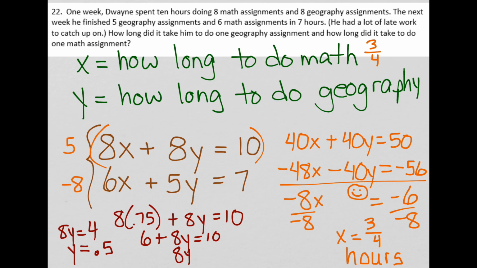Oh, does that make sense? 30 minutes to do a geography assignment or half an hour? Sure. Yeah. Okay. We answered the question. It takes him 45 minutes to do a math assignment, which is 0.75 of an hour or 3/4 of an hour, and it takes a half an hour to do geography.